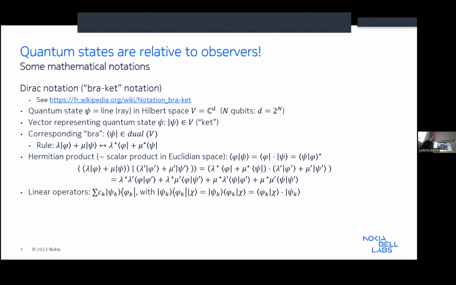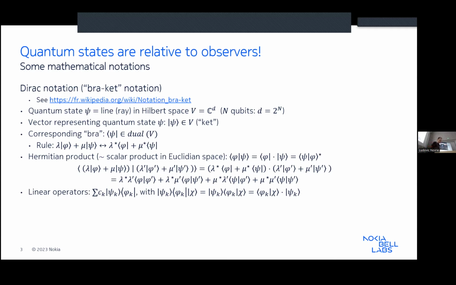And for linear operators, in fact, we use bra and ket in the reverse order. So any linear operator can be written as is done in the slide. When you check what is the image of the linear operator on a vector, you can just apply the rules with the bra, the ket, and the Hermitian product.